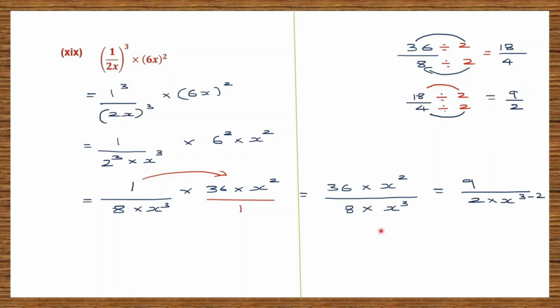Now where did we get 3 from? 3 is here and 2 is here. So 3 minus 2. Now what is this equal to? This is equal to 9 by 2, x to the power of 3 minus 2 is 1. So what is our final answer? Our final answer will be 9 by 2x. So this is our final answer, 9 by 2x.